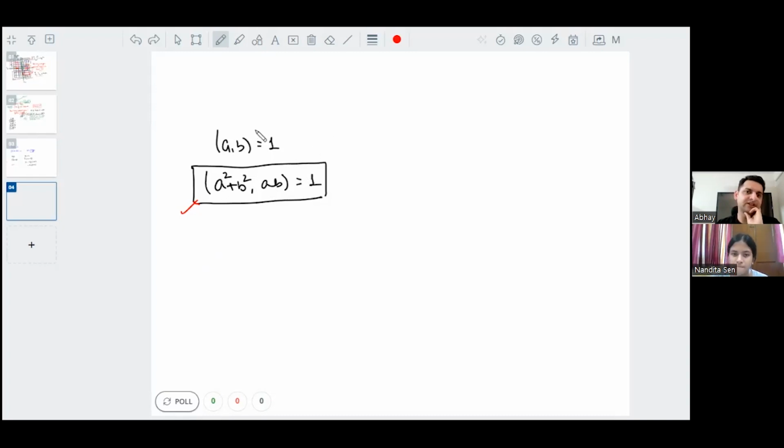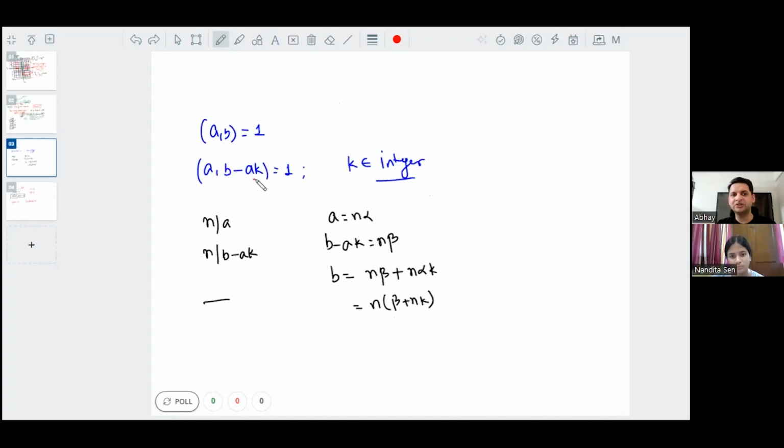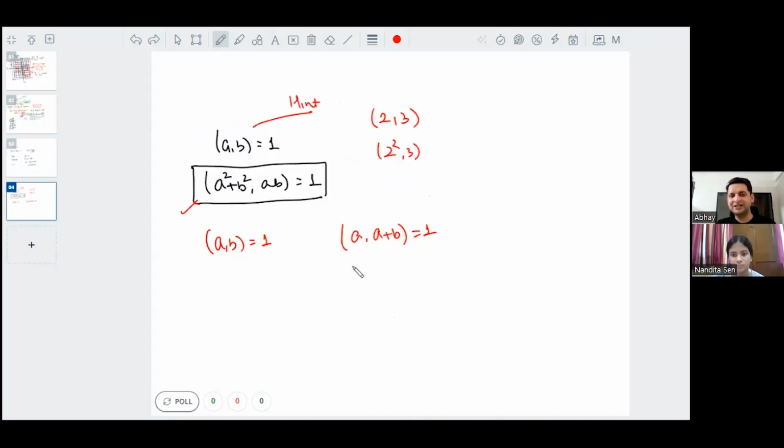Okay, so I'll just give you a hint. Let's say there are two coprime numbers, 2 and 3. Can I say 2 square and 3 would also be coprime? So just prove that if GCD of A and B is 1, then A and B minus AK, or A plus B, we can say this is 1. Just proved, right? So K can be minus 1 here. And if this is 1, can I say A and (A plus B) whole square is also going to be 1? So basically, you can take this: A square plus B square gets formed.